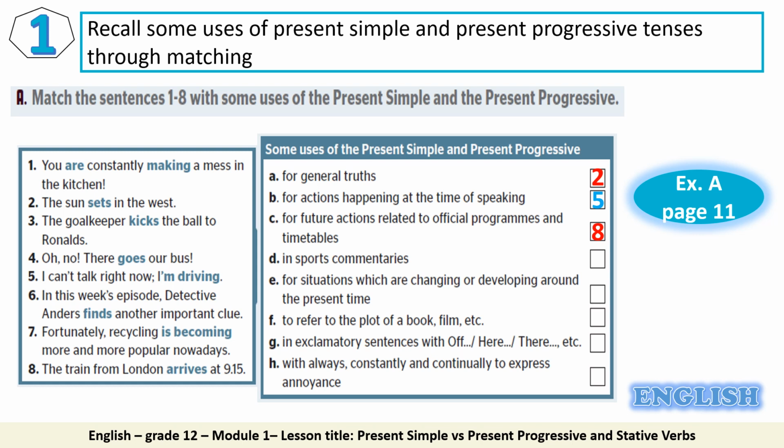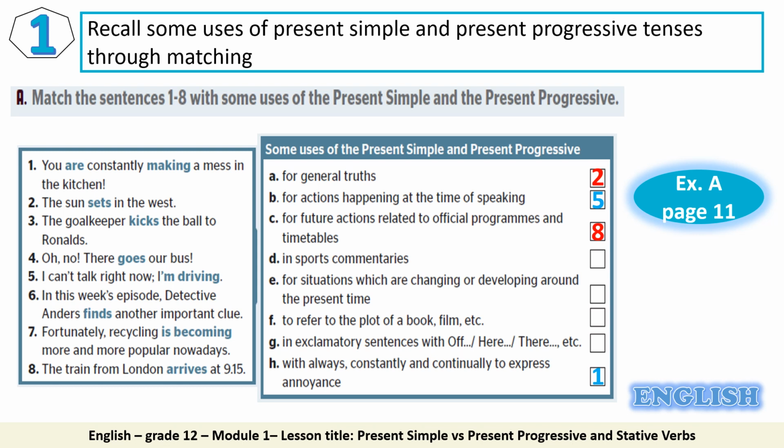Focus on sentence 1. Which tense is used in this sentence and what does the word constantly express? You are definitely right. The tense used is the present progressive. And the word constantly expresses annoyance. That's why sentence 1 goes with H.